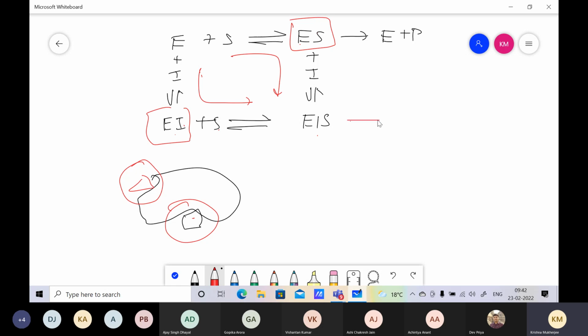So both things happen. Of course, I am still assuming this to be a dead end. Let us assume that for the timing. Now, this kind of inhibition, where both inhibition systems are active, is called mixed inhibition.